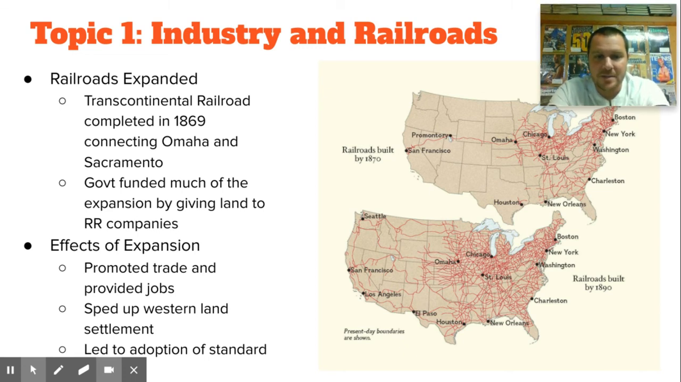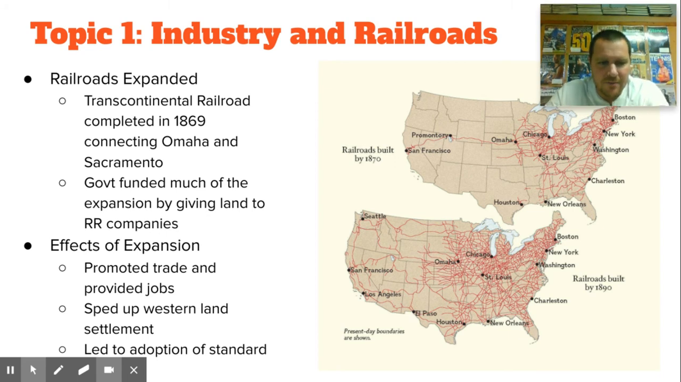Sped up Western land settlement. It's more appealing if you are a really, really poor Italian immigrant living in New York City and you are one of 8 kids and you have nothing. It is appealing to hop on a train and go out west where there's an abundance of land. It's less appealing to walk that far. So a lot of people went west because it was easier to get there because of the railroad.